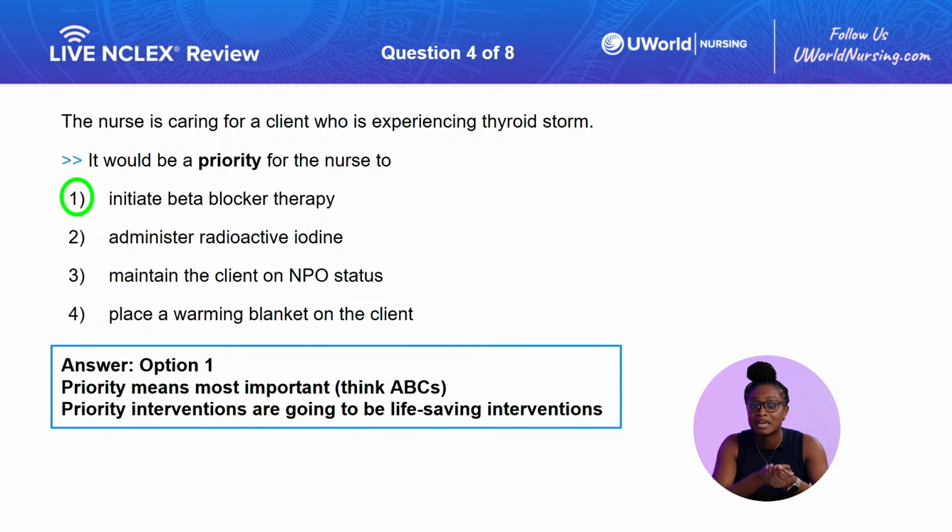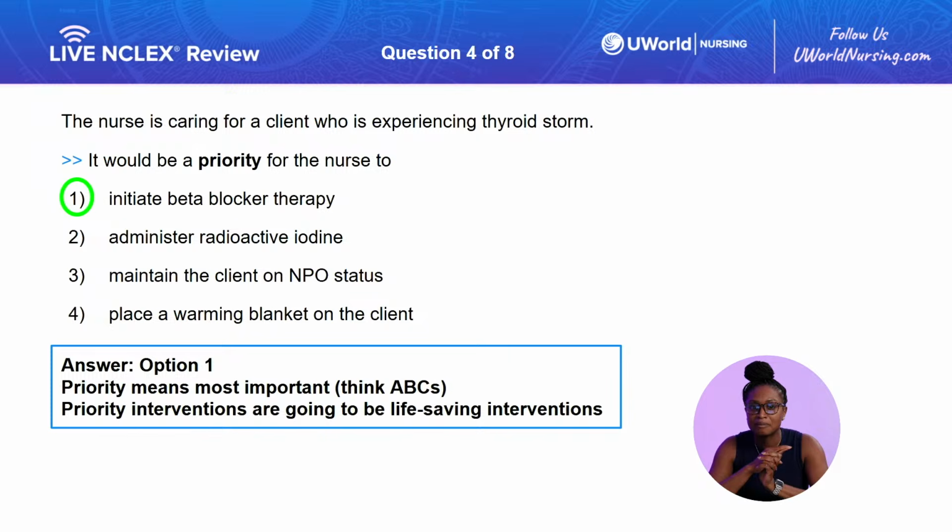So initiating beta blocker therapy, which we know beta blockers slow the heart rate, slow the contractility, and make your blood pressure slow down. This would be good for something that is going super, super quick and revved up a lot. So beta blocker is the only thing in these answer choices that would slow everything down.